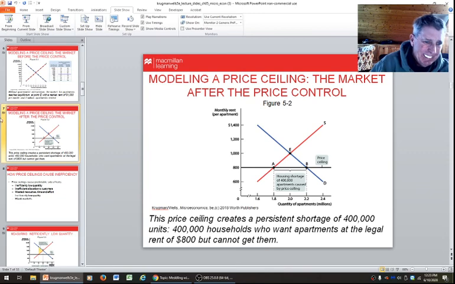So the market after the price control. So the price ceiling, here's the price ceiling. Thou shalt not charge more than 800, right? Creates a persistent shortage of 400,000 units, right? So 400,000 households who want apartments at the legal rent of 800 but can't get them.